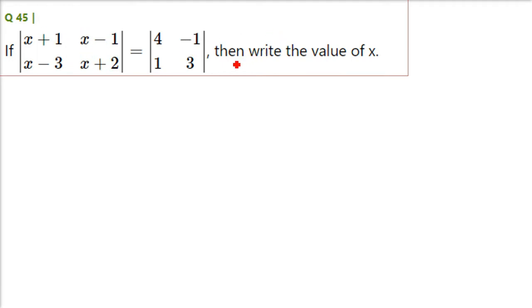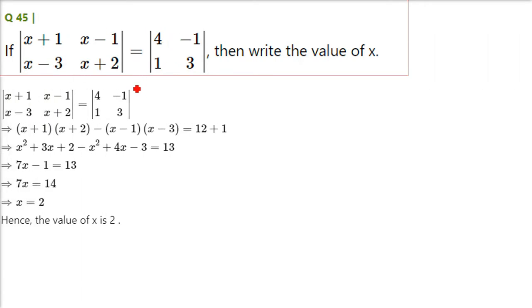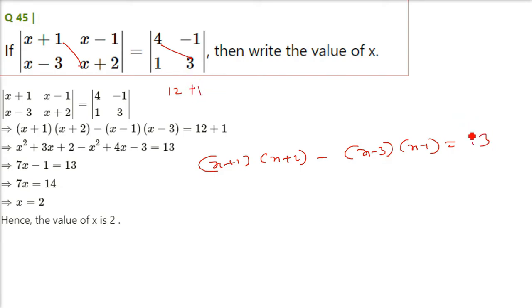So this kind of question, just cross multiply. This is 2 by 2, and let me show you what will happen. (x plus 1) into (x plus 2) minus (x minus 3) into (x minus 1), and this is equal to 4 is a 12, minus plus is plus 1, so it is 13. So when you solve it, it will come as, because x square is going to get cancelled, 3x plus 4x will be 7x, and 2 minus 3 is minus 1, x will be equal to 2.